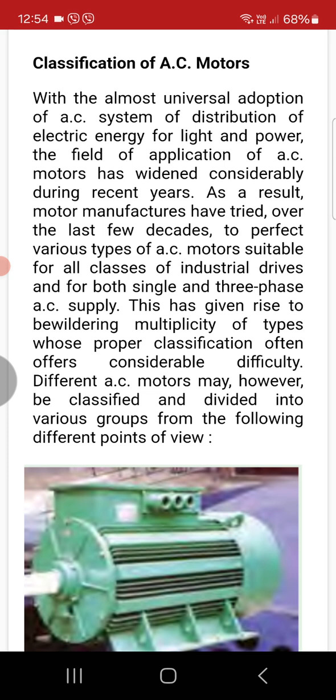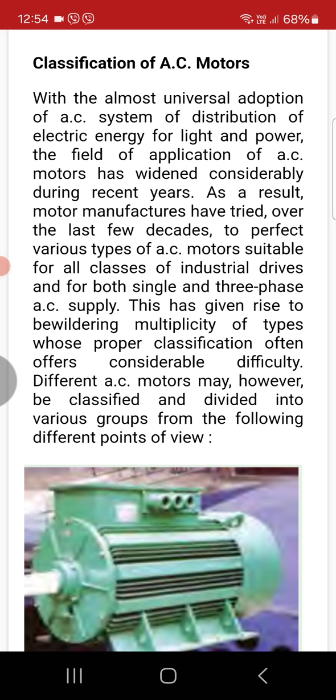And today I would like to describe some classification of AC motors. My topic goes this way: classification of the AC motors.